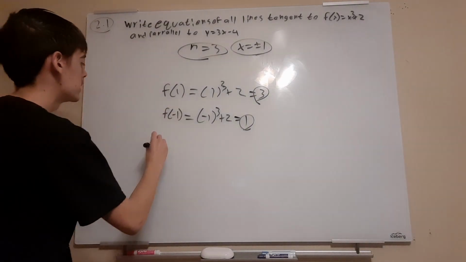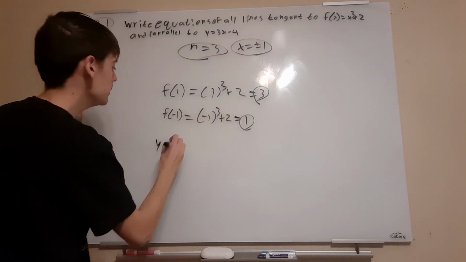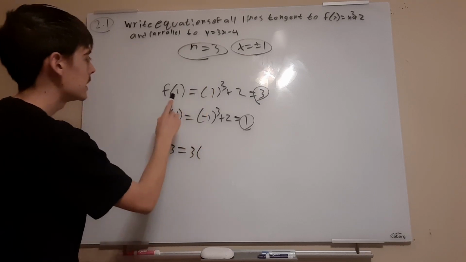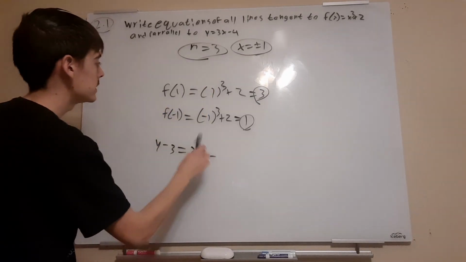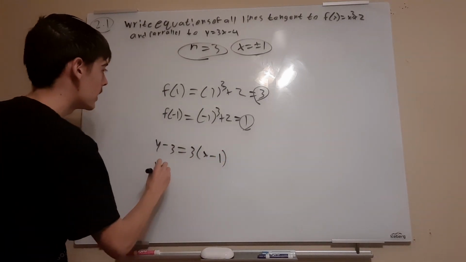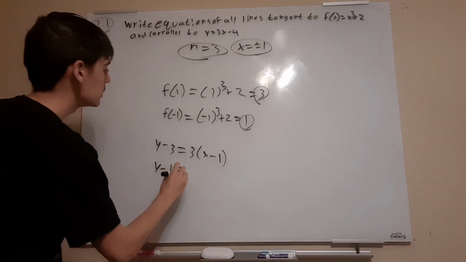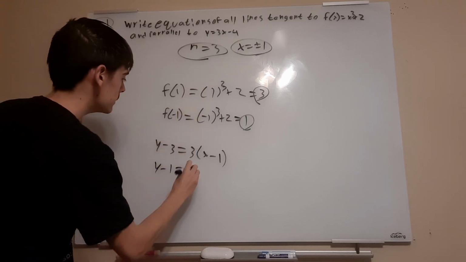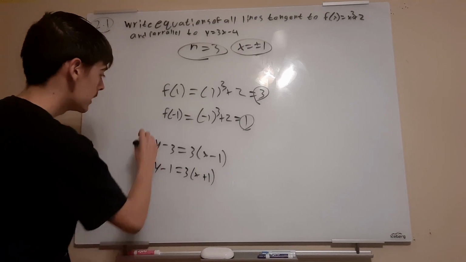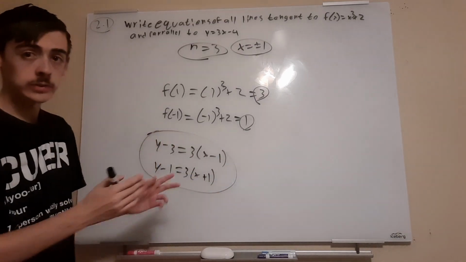So now we can write our tangent lines. Y minus 3 equals 3 times x minus 1. For our other line, we'll have y minus 1 equals 3 times x minus negative 1. So that's actually x plus 1. And that's how we solve for those two tangent lines.